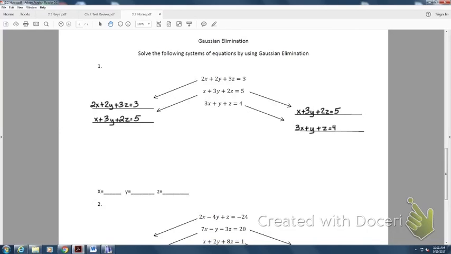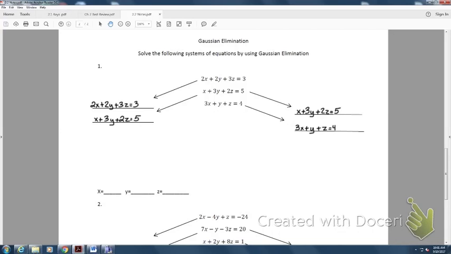Okay, then within each set of systems now, so you kind of see it as we have one system over here and another system over here. We have to cancel the same variable. So if we cancel the x in this one, we've got to cancel the x in this one. If we cancel the y over here, we've got to cancel the y over here. On this particular one, the x is going to be the easiest to cancel out.